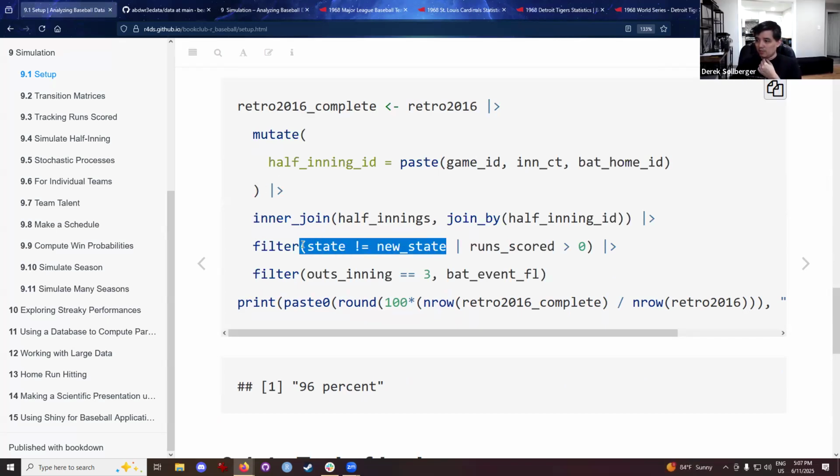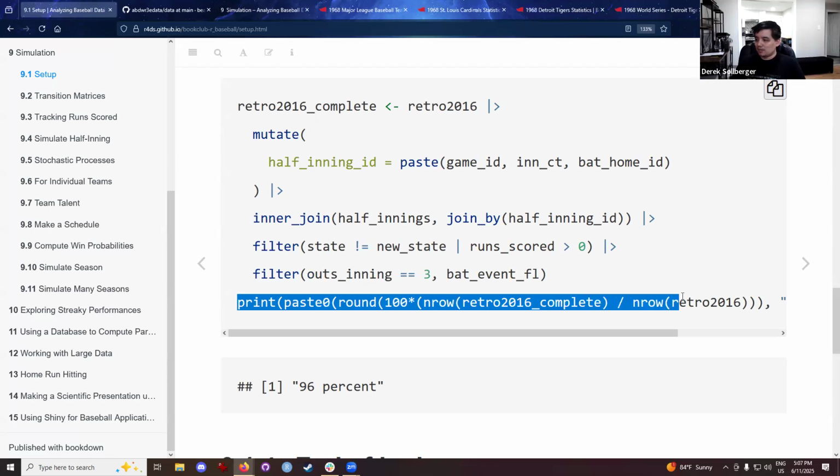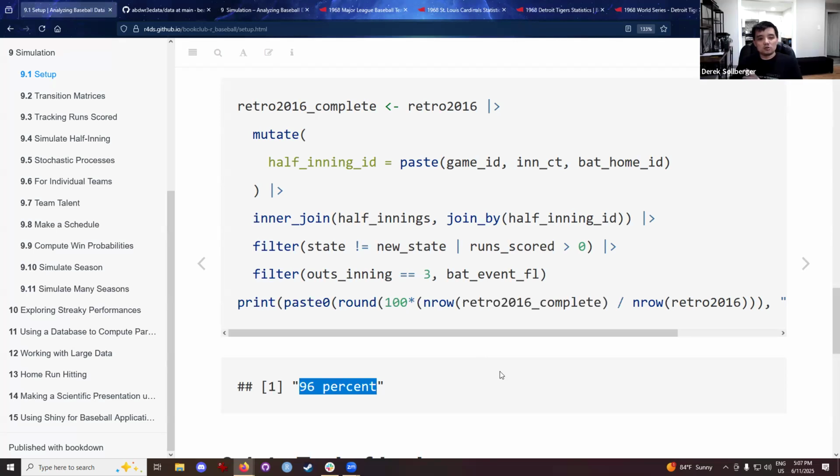So again, making sure that the state changed or the run scored, making sure that we have all 3 outs recorded. Otherwise, we'll maybe not deal with some of those stranger situations. Out of my curiosity, I added this line of code to assure ourselves that at this point, we are still keeping 96% of the data from approximately 40,000 observations.